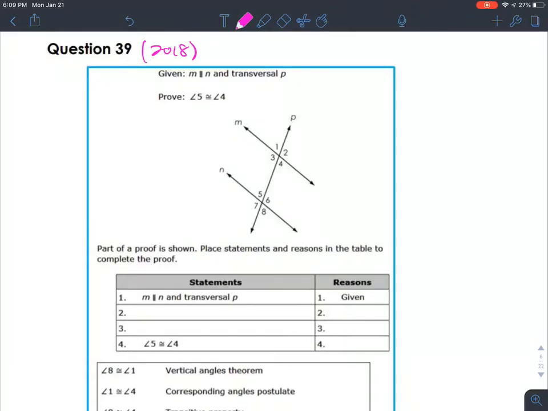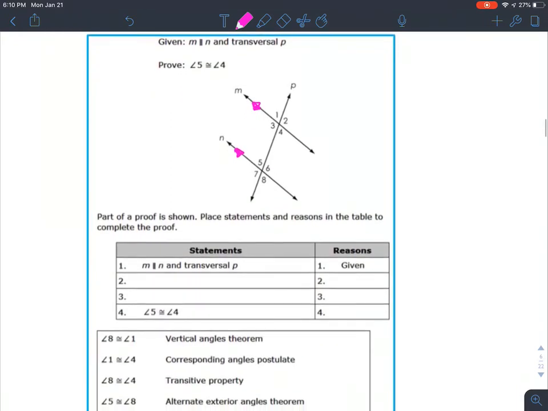Number 39, given M and N are parallel lines, we put that in the picture. P is a transversal. Alrighty. Means P touches those two lines in different spots. We got all these angles named. Part of a proof is shown. Place statements and reasons in the table to complete the proof.